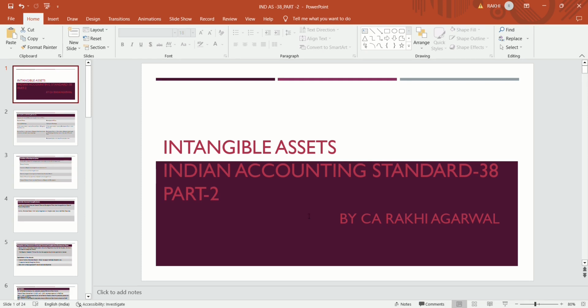Today's topic is related to intangible asset, that is Indian Accounting Standard 38 Part 2. In the previous discussion on intangible asset, we had discussed the objective of this standard, then the scope of this standard, then the definition of intangible asset, then the initial recognition, then recognition and measurement principles.